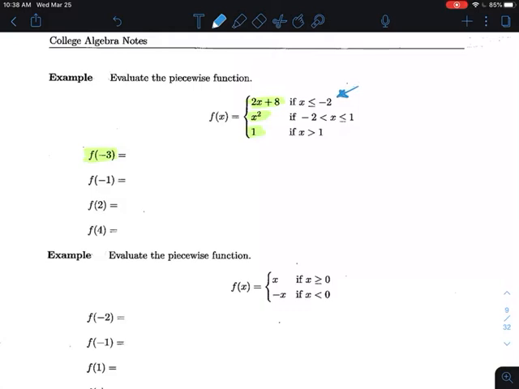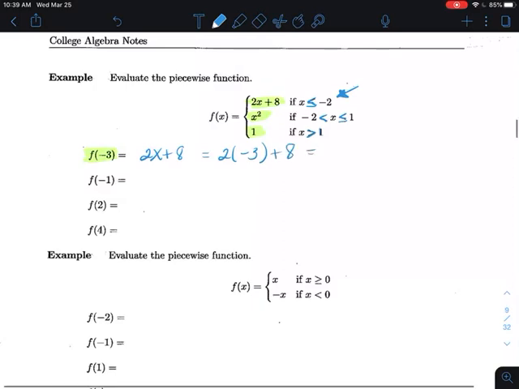So since -3, you have to ask yourself, is -3 an x value that's less than or equal to -2? Does -3 fall between -2 and 1? Or is -3 greater than 1? So if you notice the restriction where x equals -3, I will use the first equation because -3 is less than or equal to -2. So I'm going to use 2x plus 8 to get the answer. So in place of x, you plug -3 in. And then when you simplify, that's your final answer. 2 times -3 is -6 plus 8 equals 2.